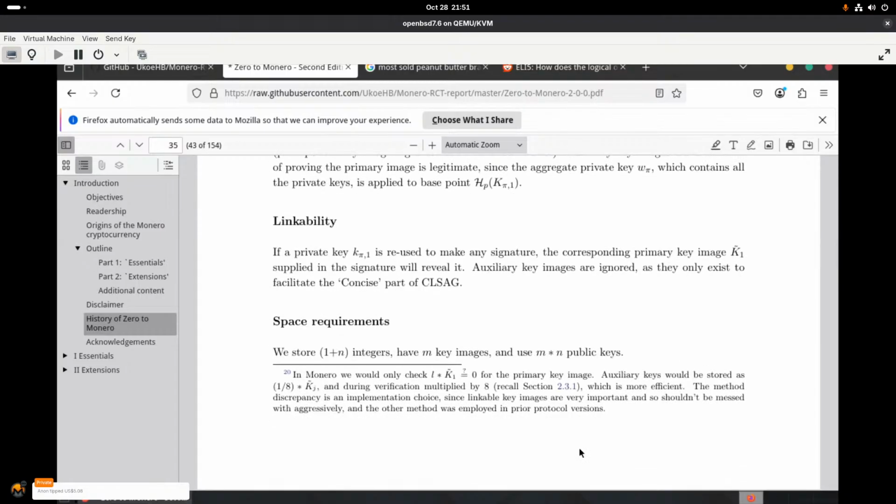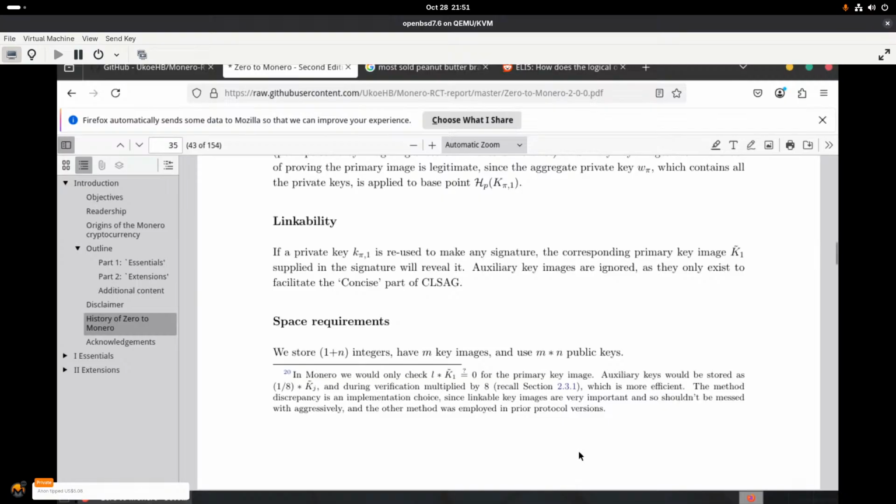We store 1n integers and have m key images and use mn public keys. In Monero, we would only check L times K1 for 0 for the primary key image. Auxiliary keys would be stored as 1/8 times K, and during verification, multiply by 8. Recall section 2, which is more efficient.